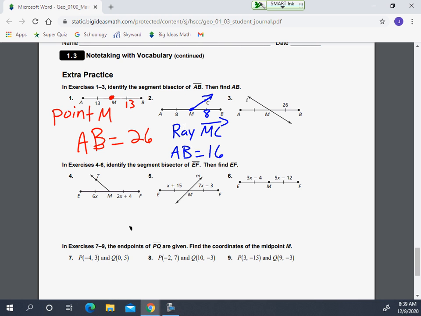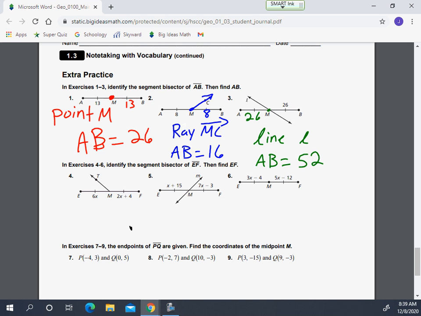Lastly, it's not just this point, it's this whole line going through AB. And what's that line? How do we say that? That's line L. Okay. And if MB is 26, well then AM has to be 26. So AB is 26 plus 26, which is 52.